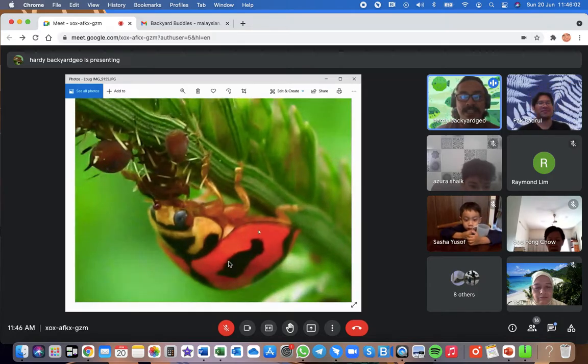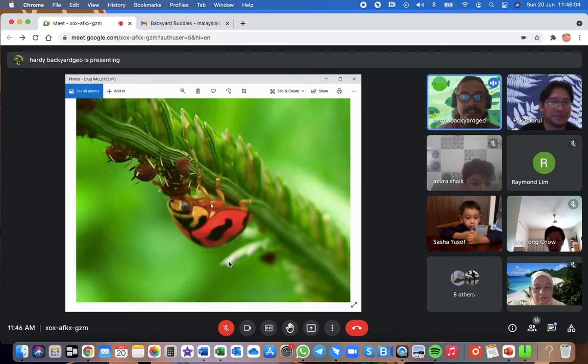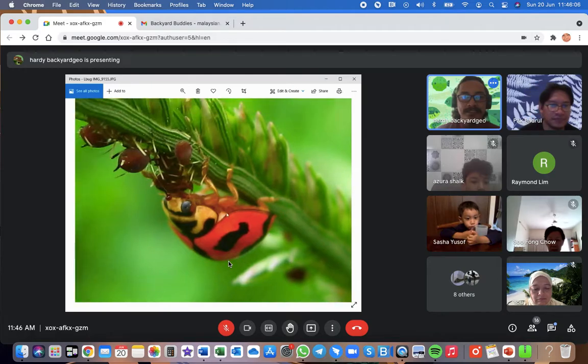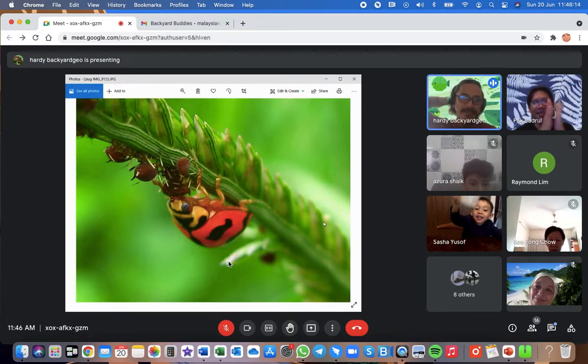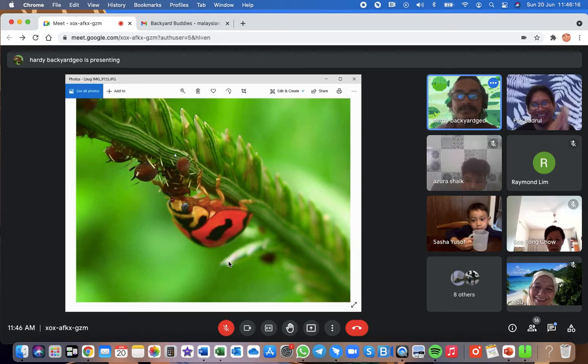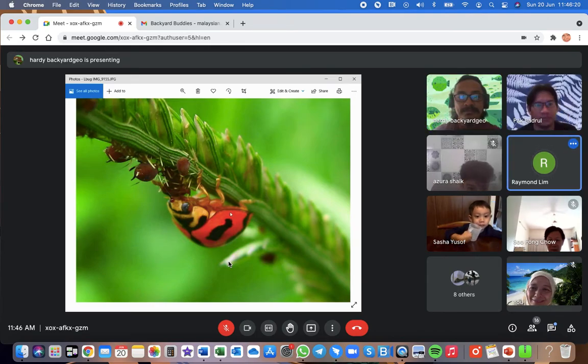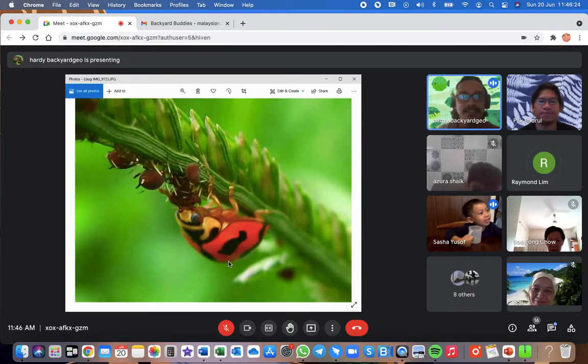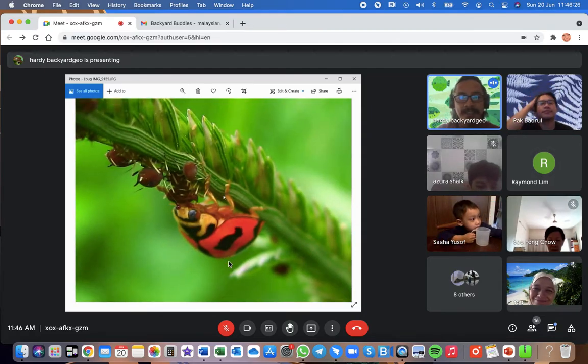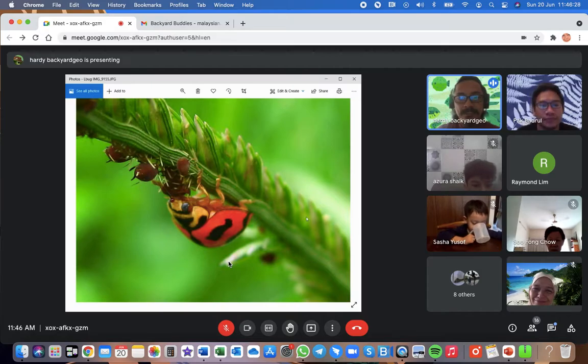This is why we say some of the ladybugs are our friends. What do you think it's doing over here? It's eating the aphids. So the aphids are feeding on the plant, and then the ladybugs are feeding on the aphids.